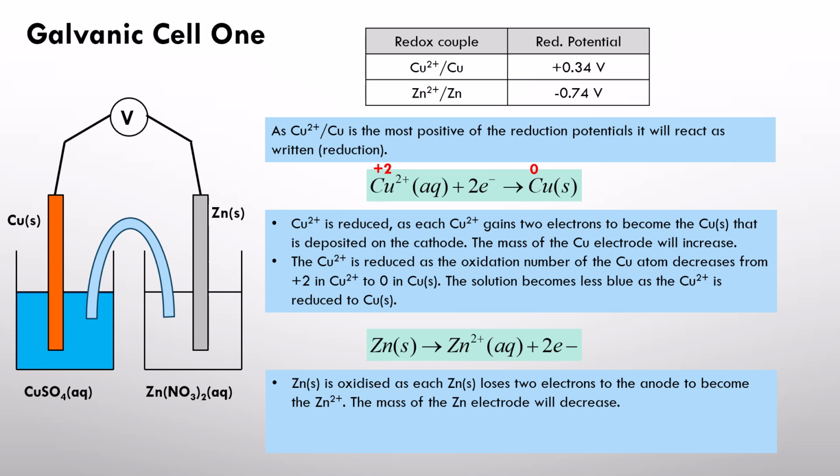Zinc solid here is reduced because each zinc solid loses, see how these electrons are on the right, they've been lost, each zinc solid loses 2 electrons. And they're actually lost to the anode here. What actually happens is the zinc metal turns into zinc ions. It gives 2 electrons that travel through the wire, through the voltmeter, back to the copper, and those 2 electrons are given to the copper ions to turn the copper ions into copper metal. That's how this full galvanic cell works.